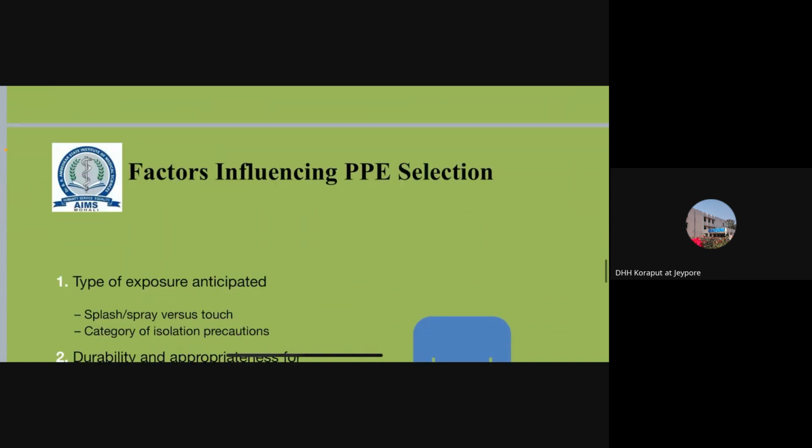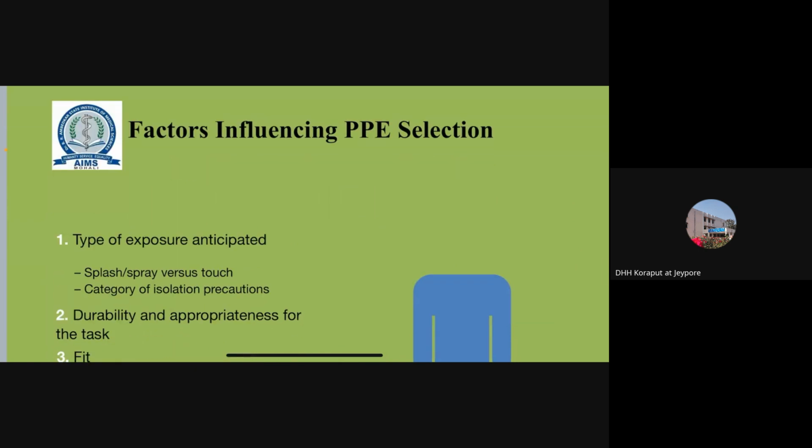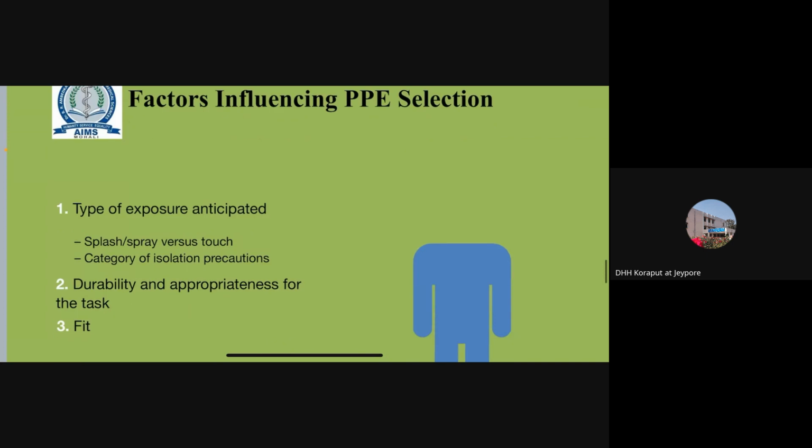Then, as I said, this IPC team, IPC committee, has the role that PPE should be available for the healthcare workers. The head of the committee, the medical superintendent, should ensure that PPE is available for use. But again, you should be very judicious about what type of PPE you select for the activity which you are going to do.